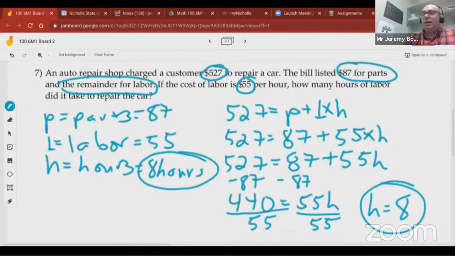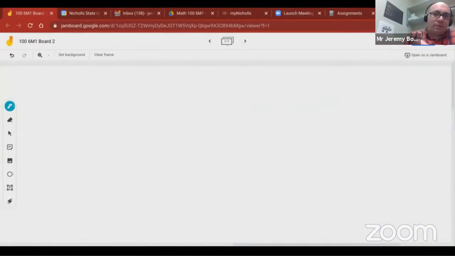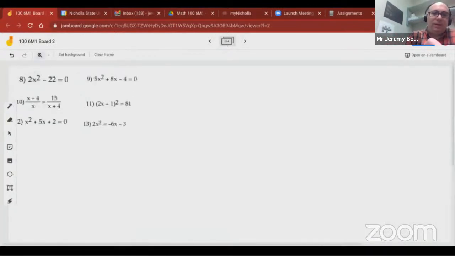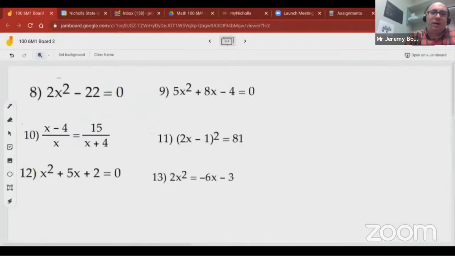All right, so starting with 8, which I believe is on another page. There we go. We're going to start looking at some of the quadratic equations.